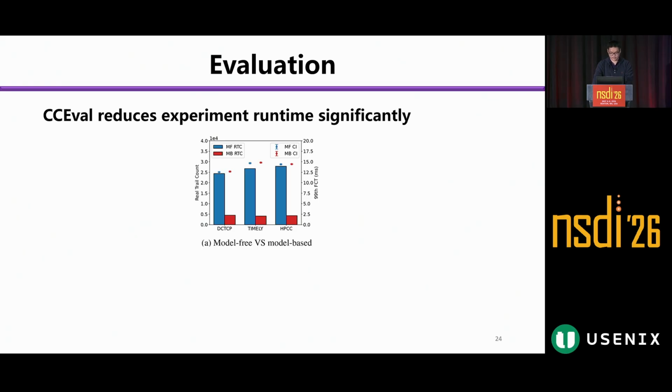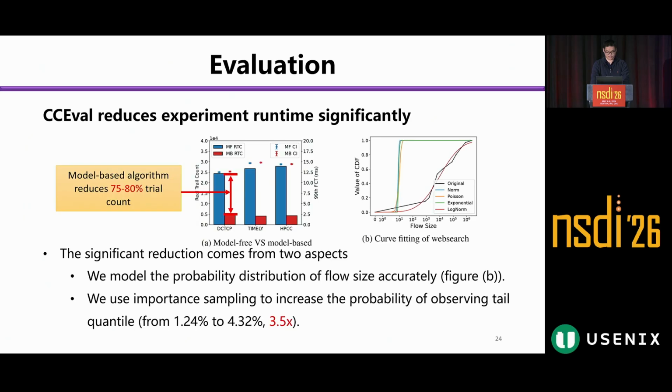So now we evaluate the benefit of the model-based tail quantile algorithm. Compared with the model-free approach, it reduces the trials by 75% to 80%. The reduction comes from two sources. First, CCEval models the flow size distribution accurately. Second, importance sampling increases the chance of observing tail events. Together, these techniques make high tail evaluation much more efficient.